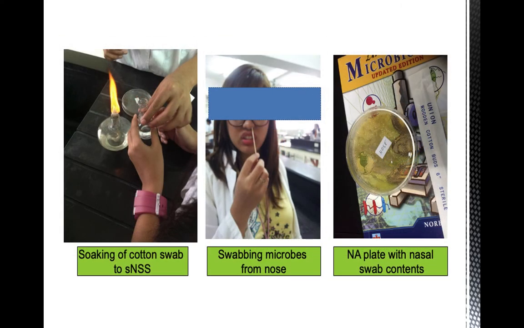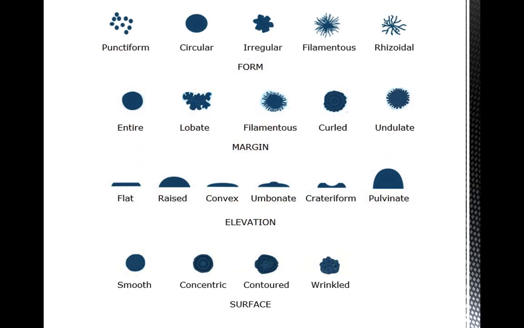Then for the nose, we have the same thing here. Since our nose is normally dry, you have to dip the cotton swab in SNSS, get some contents from your nose, and plate it. Plate the contents on your nutrient agar plate entitled nose. Okay, so what's the major thing?